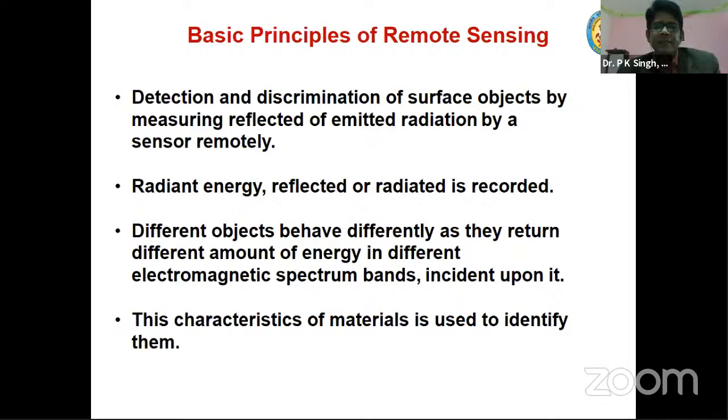Then different objects return different amounts of energy in different electromagnetic spectrum bands. So I'll be dealing with these things: how they behave, and what parts of the electromagnetic spectrum are used in different types of remote sensing. Thereafter, you have to keep in mind this characteristic of material. Different materials reflect different amounts of energy, and on that basis, this characteristic of objects is used to obtain different types of images, which are useful for different types of analysis.